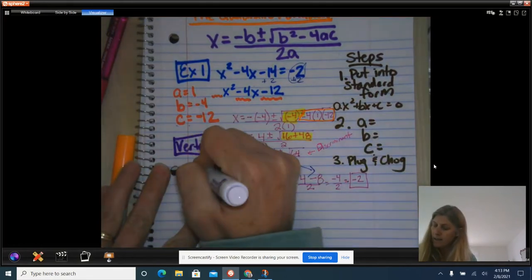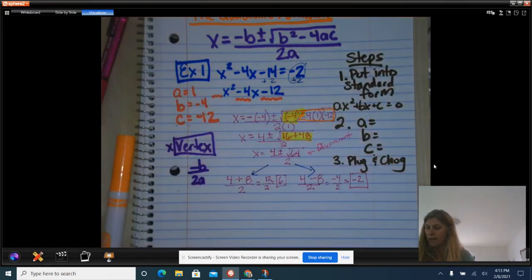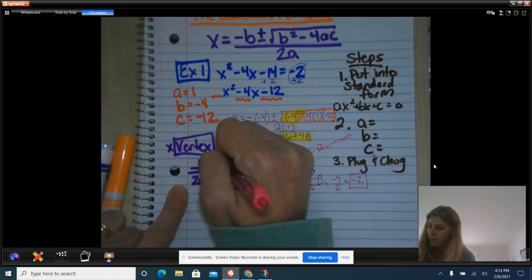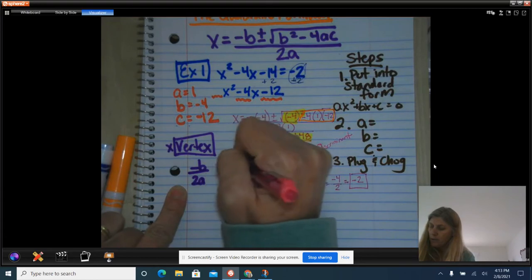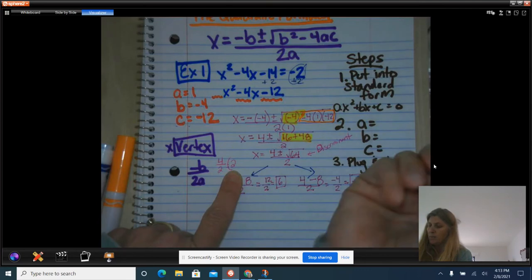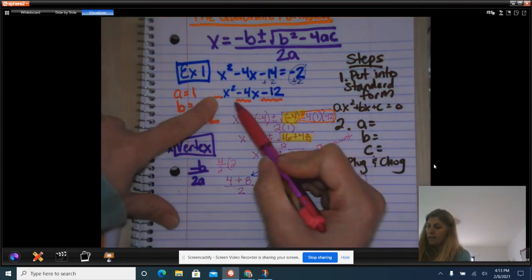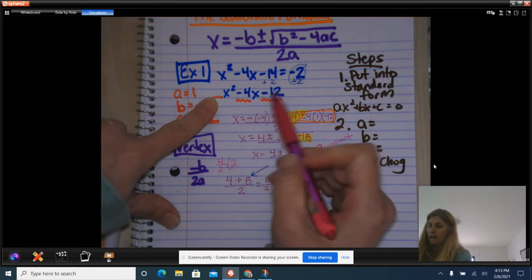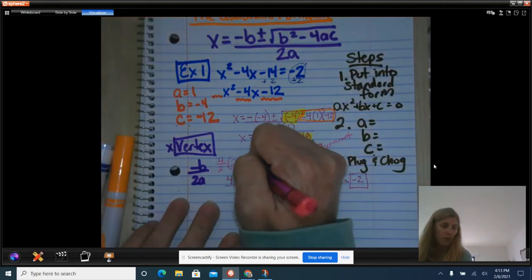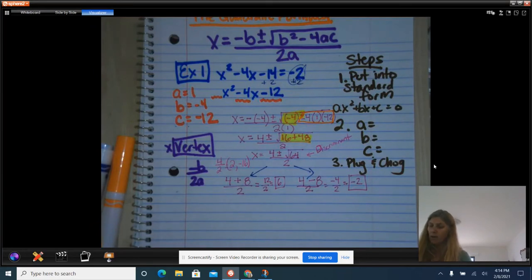Our vertex is negative b over 2a, and this is for the x portion of your vertex. My b is negative 4, so negative negative 4 is 4 over 2. That tells me that my vertex has an x value of 2, and then I just plug it into my original equation. 2 squared is 4, negative 4 times 2 is negative 8, minus 12 is negative 16. So I know what my vertex is as well. So that's another little offshoot.